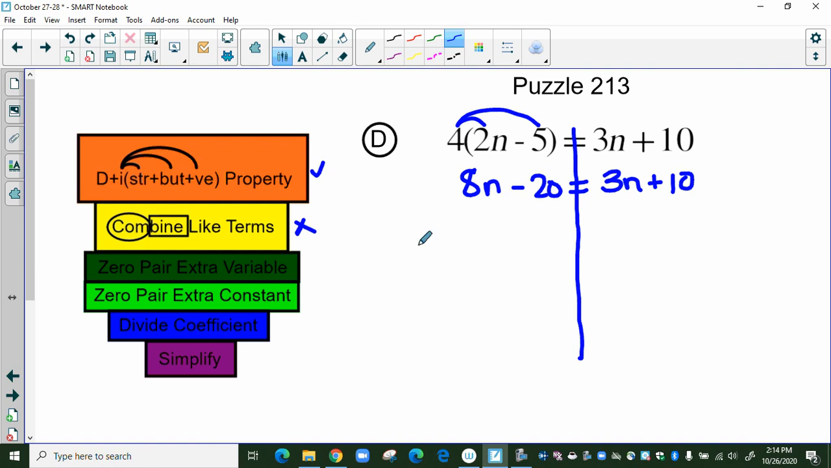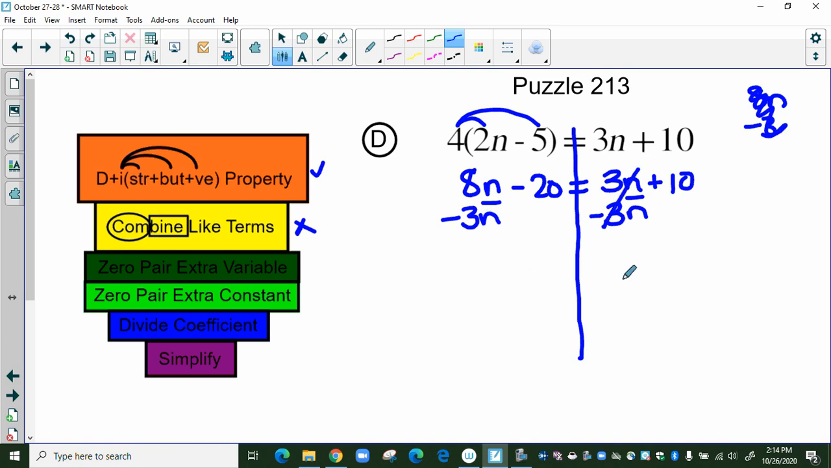Let's look for an extra variable. One on the left, one on the right. Yep, I have an extra variable. So I'm going to zero pair one of them, and I'm going to choose to zero pair the smaller one, which is the 3n. So underneath there, I'm not going to write minus 3. I need to zero pair the whole thing, the 3n. On the other side, I'm going to find the variable, and I'm going to also subtract 3n, not just 3. Remember, you can't do 8n minus 3. They're not like terms. N has to go with n, right? So you have to make sure that you include the n there.